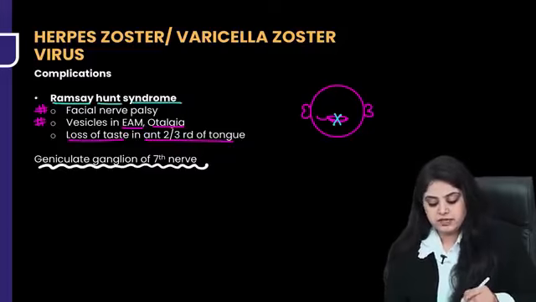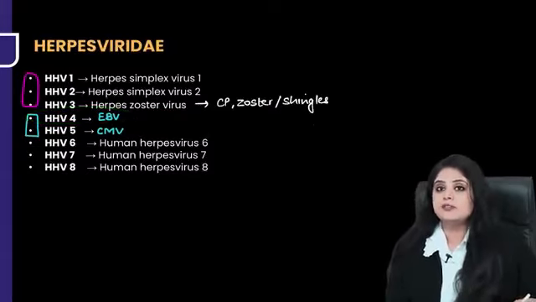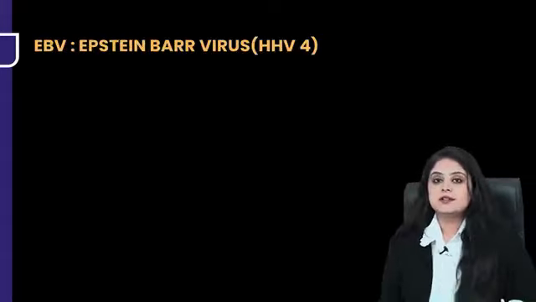So what all are we done with? We are done with HHV1, HHV2 as well as HHV3. Have a look at this table. Now I'm going to go forward and talk about HHV4, and that is Epstein-Barr virus. So now starting with human herpes virus 4, and that is the Epstein-Barr virus.